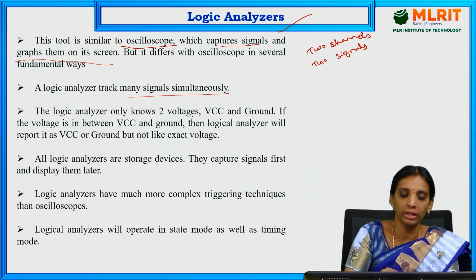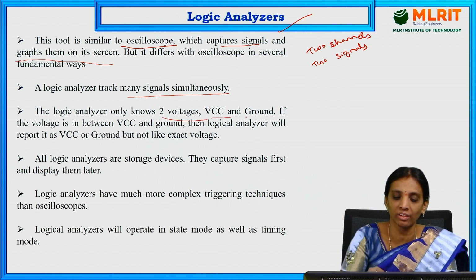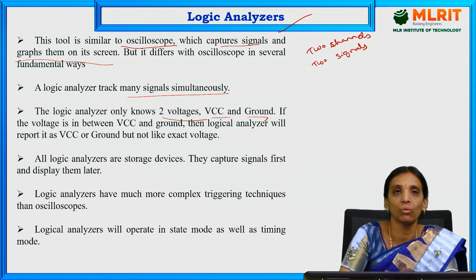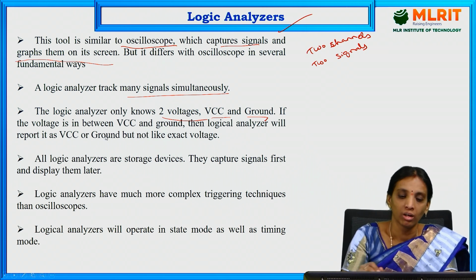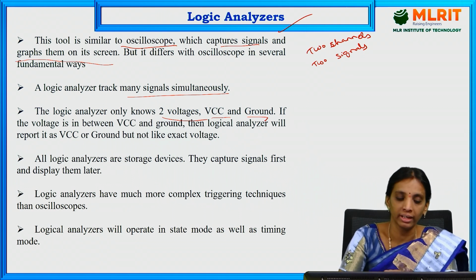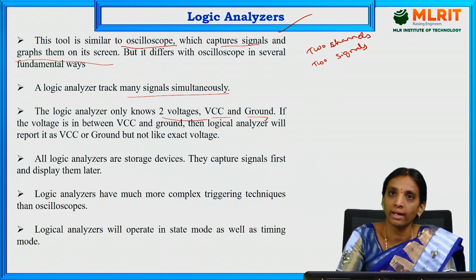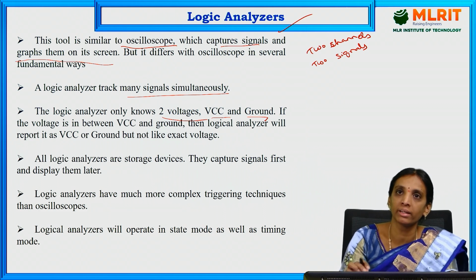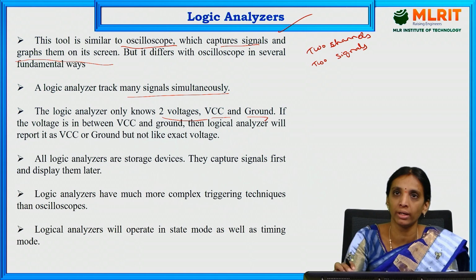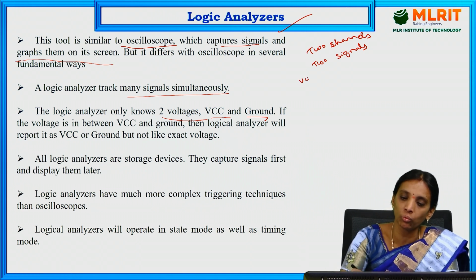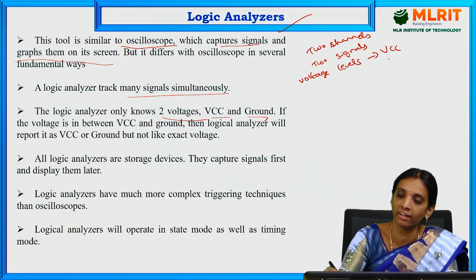It will have only two voltage levels, one is VCC and the other is ground. If the voltage is in between VCC and ground, it will report it as VCC, or if the voltage is nearer to the ground, it will display it as ground. In the oscilloscope we have seen that the exact voltage is indicated by the waveform at that particular point depending on the voltage ranges. But in logic analyzers there are only two voltage levels, one is VCC and another one is ground.